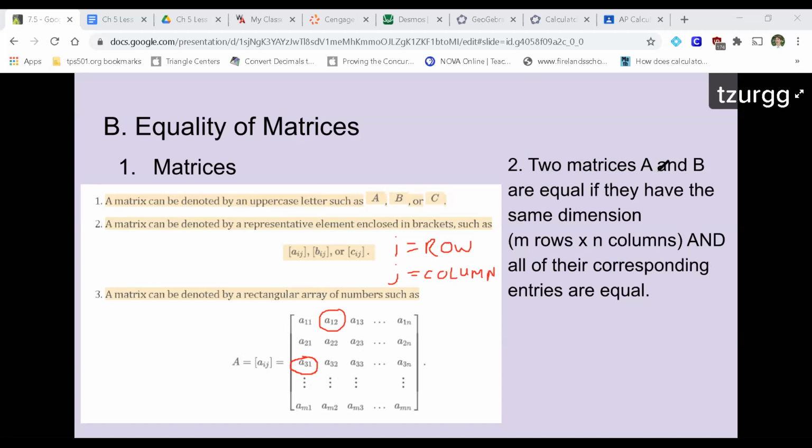We will say that two matrices A and B are equal if and only if two requirements are met. One, they have the same dimension. So they have the same number of rows, m, and the same number of columns, n. And two, all of their corresponding entries in the same position are equal. So if this was a 5, then the matrix B would also have to have a 5 in the first row, second column.